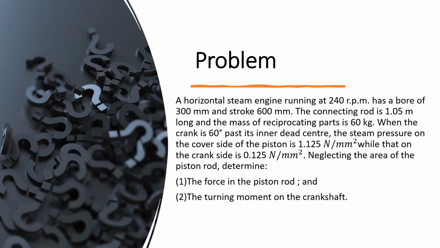A horizontal steam engine running at 240 revolutions per minute has a bore of 300 millimeters and stroke of 600 millimeters. The connecting rod is 1.05 meters long and the mass of reciprocating parts is 60 kilograms. When the crank is 60 degrees past its inner dead center, the steam pressure on the cover side of the piston is 1.125 newtons per millimeter squared, while that on the crank side is 0.125 newtons per millimeter squared. Neglecting the area of the piston rod, determine the force on the piston rod and the turning moment on the crankshaft.